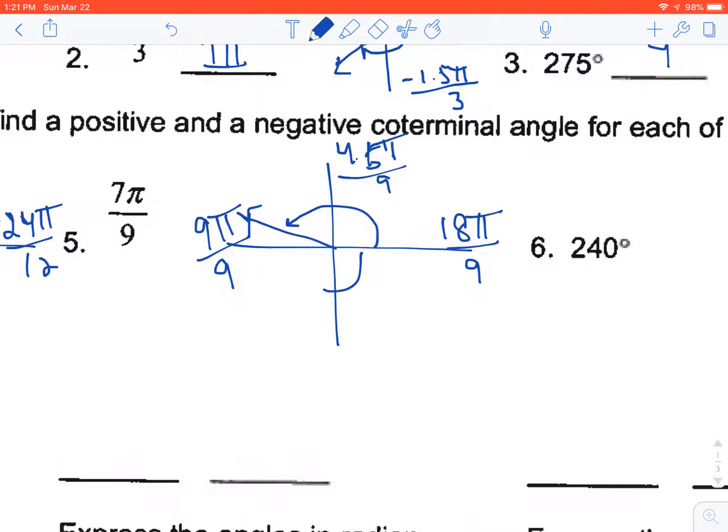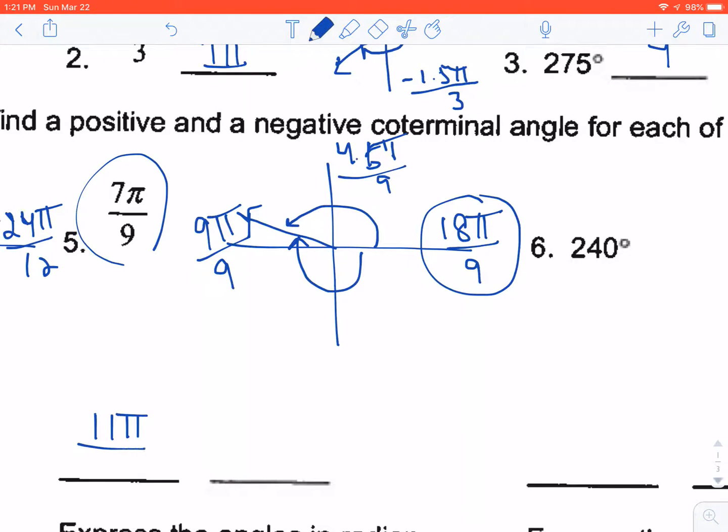So I need this negative angle. If 18 pi over 9 is all the way around, and I've used up 7 pi over 9, I will have 11 pi over 9, but that's going to be in the negative direction. To get a positive angle, I'm going to go all the way around, 18 plus 7 more. So 18 and 7 will give me 25, so it's 25 pi over 9.